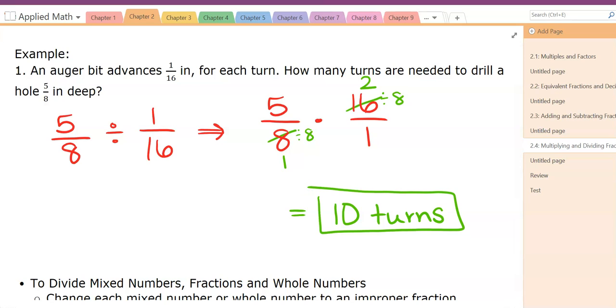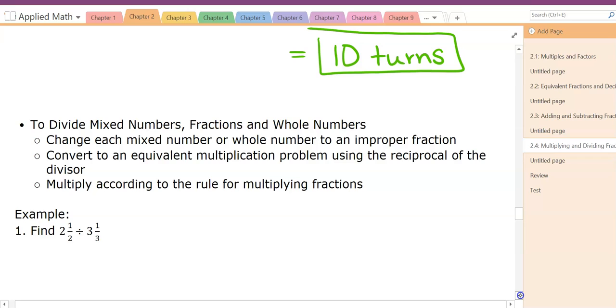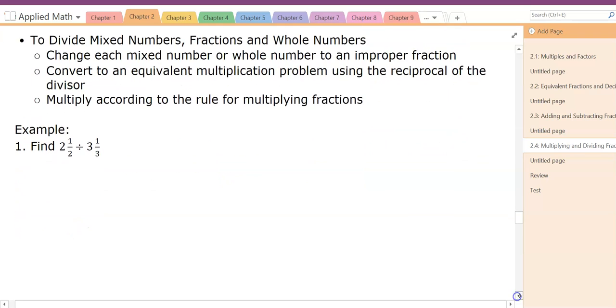Okay, if we have to divide mixed numbers, fractions, or whole numbers, we're going to do something similar to what we did with multiplying. We're going to first change those so that they're improper fractions, because they're easier to work with that way when we're trying to divide things. So remember, that's when you take the whole number times the number in the bottom, add the number on the top, and then you put it all over that original denominator. And then the process is the same thing. Once you've got them as improper fractions, change it to a multiplication problem, switch the second fraction upside down. So for this first one, we have 2 1/2 divided by 3 1/3.